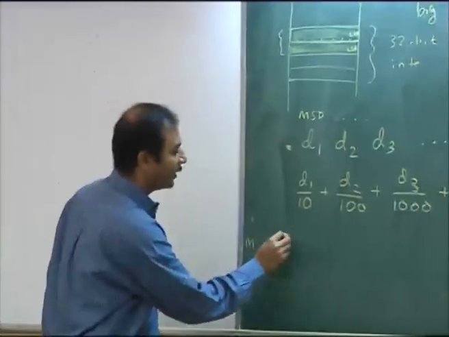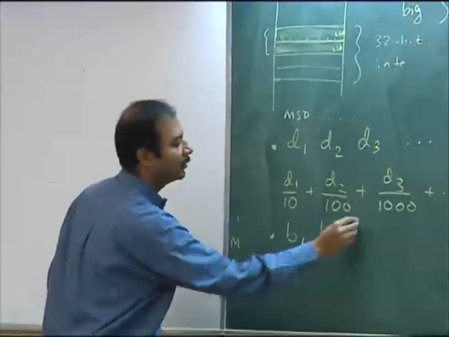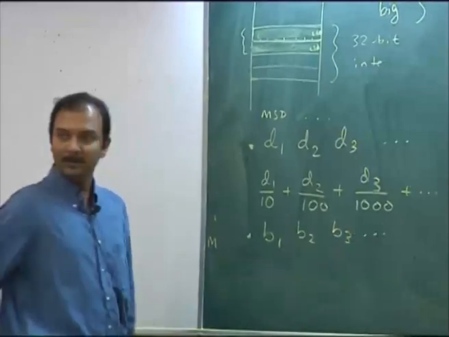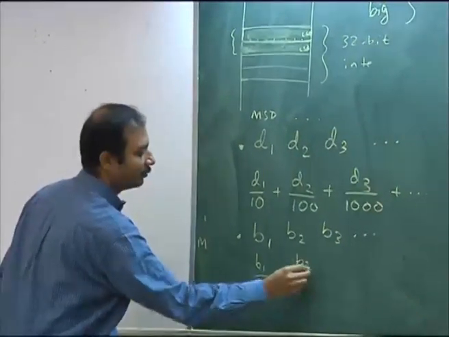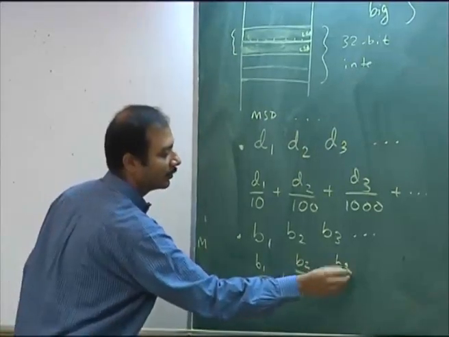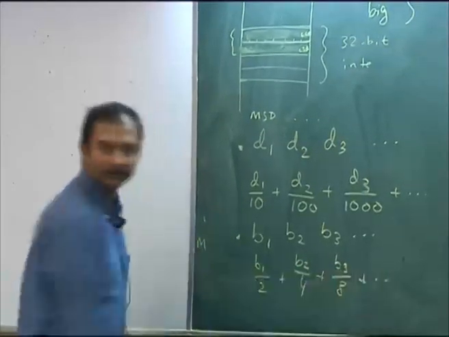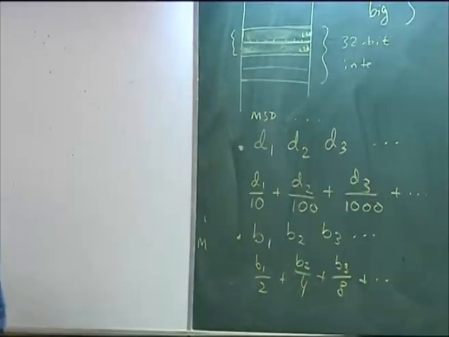In binary, if I write dot B1, B2, B3, etc., it's the same. What I mean is that it's B1 over 2 plus B2 over 4 plus B3 over 8 and so on. That's the number.